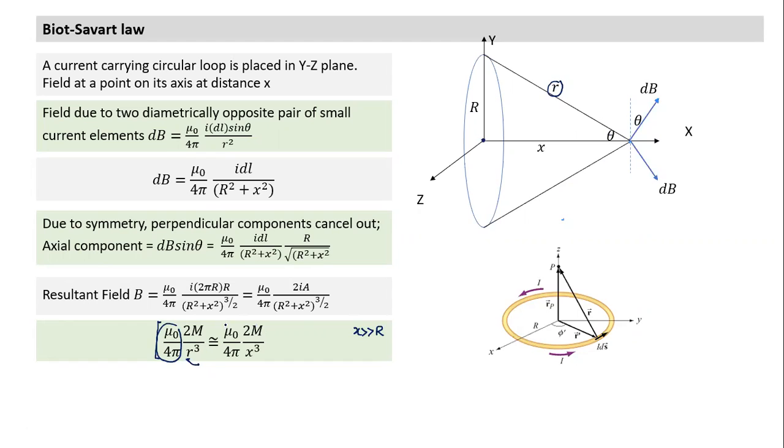So this is an approximation, and you notice this formula is exactly the same as the formula for the field on the axis of an electric dipole. On the axis it is equal to twice the dipole moment divided by r cube. If the distance is not too large, it is the cube of the inclined distance.